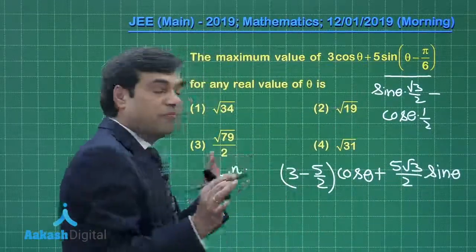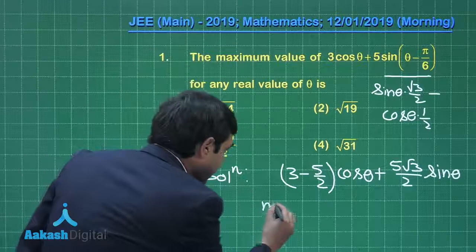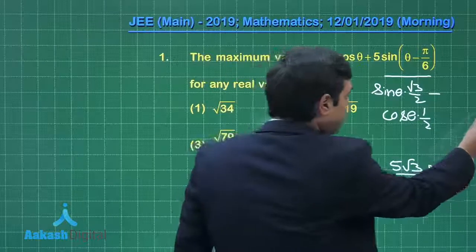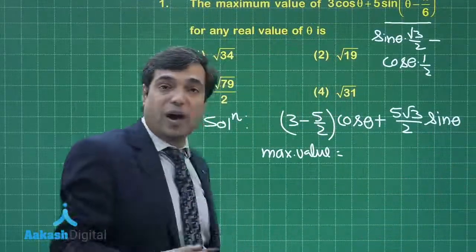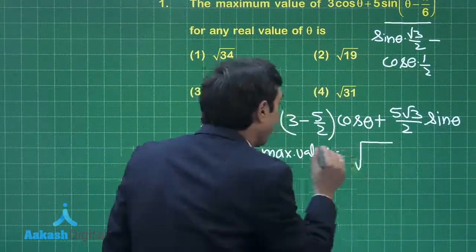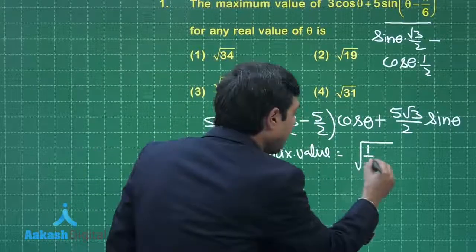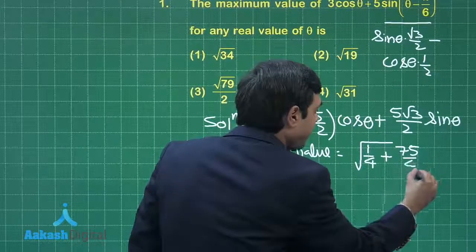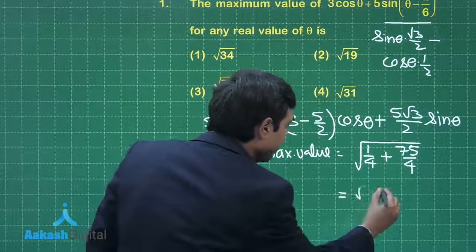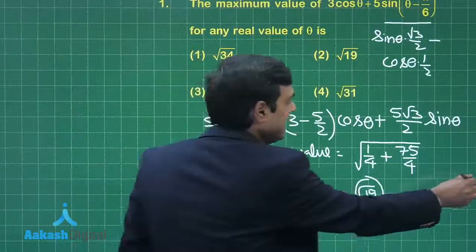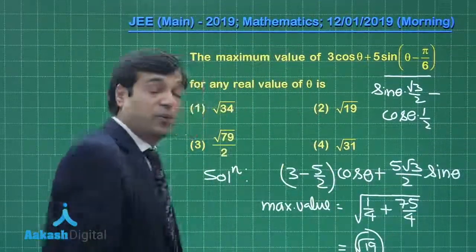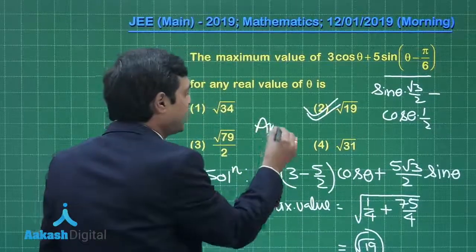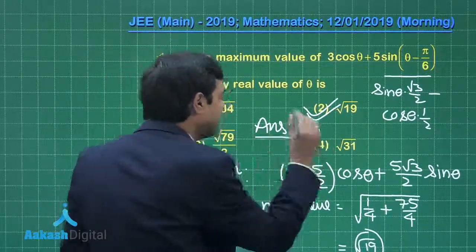Now the maximum value is simply obtained as the square root of a square plus b square, that is root of 1 by 4 plus 25 times 3, that is 75 by 4, or root of 76 by 4, giving me root 19 as the maximum value. So we can see the correct answer. Yes, option 2 is the correct answer for the given question. So let's mark and mention it.